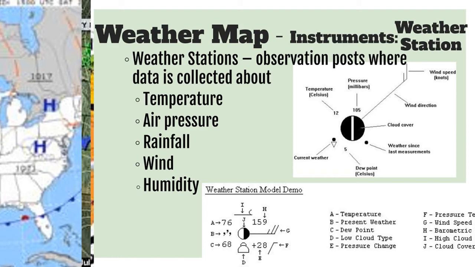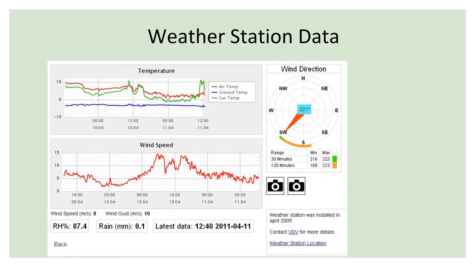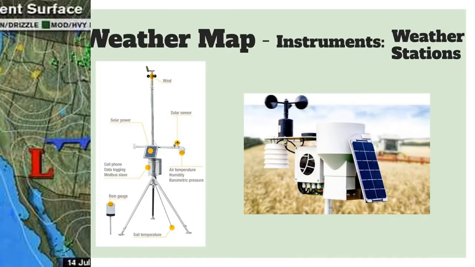Our next instrument is a weather station. Weather stations are observation posts where data is collected. This data is about temperature, air pressure, rainfall, wind, and humidity. Here we have what that weather station data looks like when it comes in. Temperature, wind speed, wind direction, and other things are all collected. Here we have an example of what a weather station might look like.